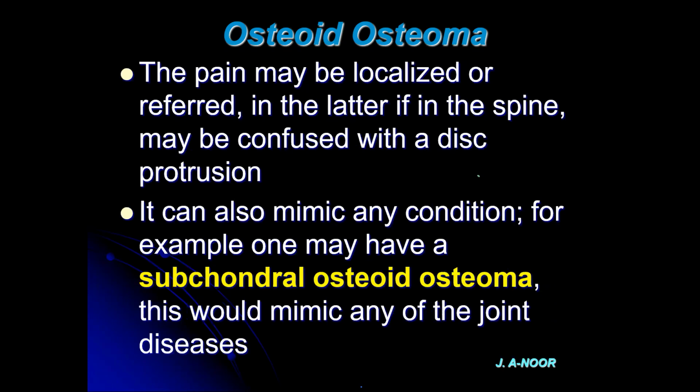The pain may be localized or referred. In the latter, if in the spine, it may be confused with a disc protrusion. It can also mimic any condition. For example, one may have a subchondral osteoid osteoma. This would mimic any of the joint diseases. This I tell to the residents: beware. You should make the difference between an intralesional problem and a subchondral osteoid osteoma.